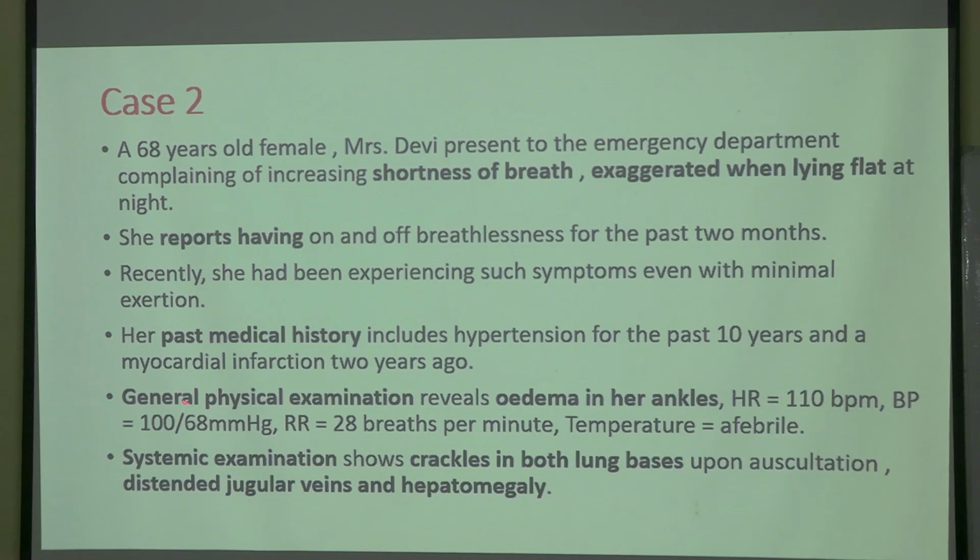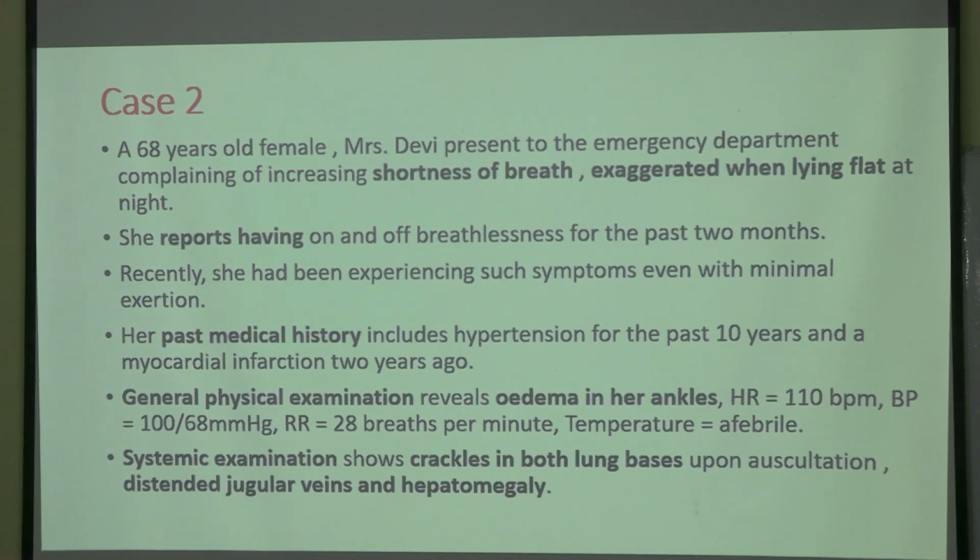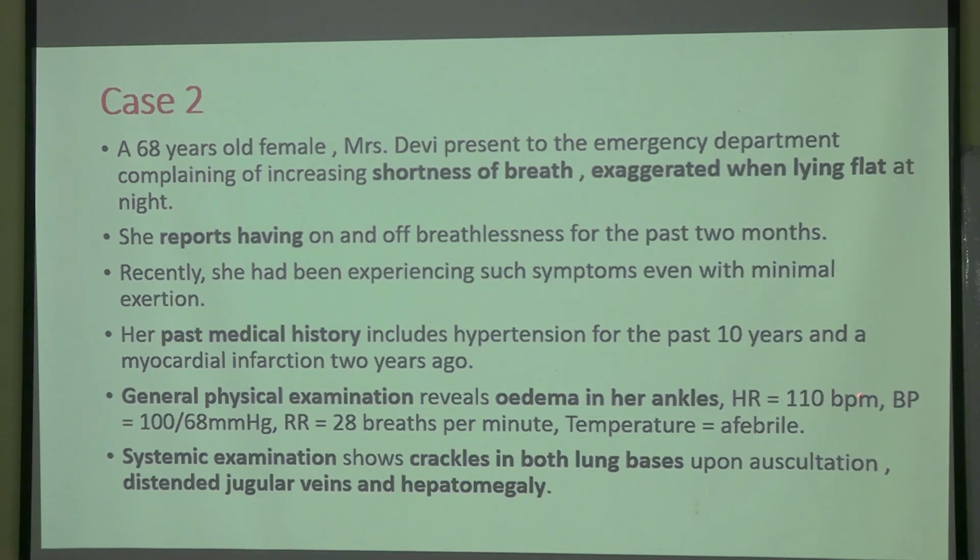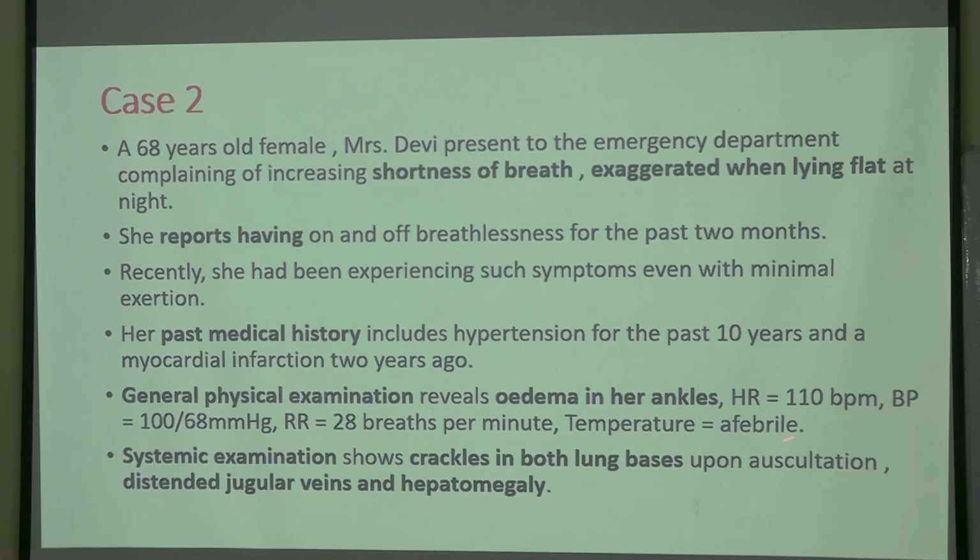If we see the general physical examination, it reveals edema in her ankles. Heart rate is around 110 beats per minute. Blood pressure is 100 by 68 millimeter mercury. Respiratory rate 28 breaths per minute. And temperature is also given. Now, if you see the systemic examination, it shows crepitations in both the lungs, distended jugular veins and hepatomegaly. Lots of information is given. Now we have to diagnose based on the information given in this particular case.